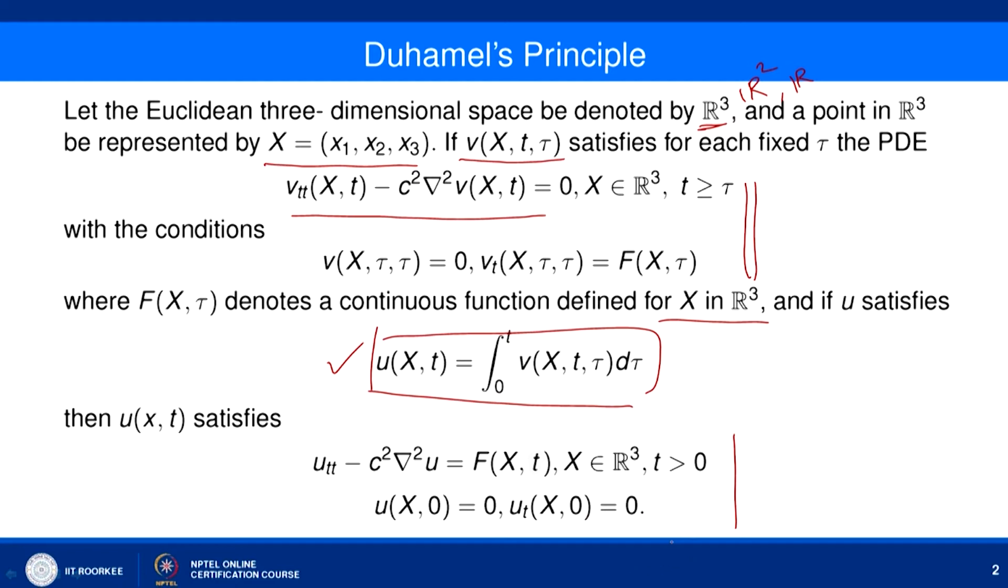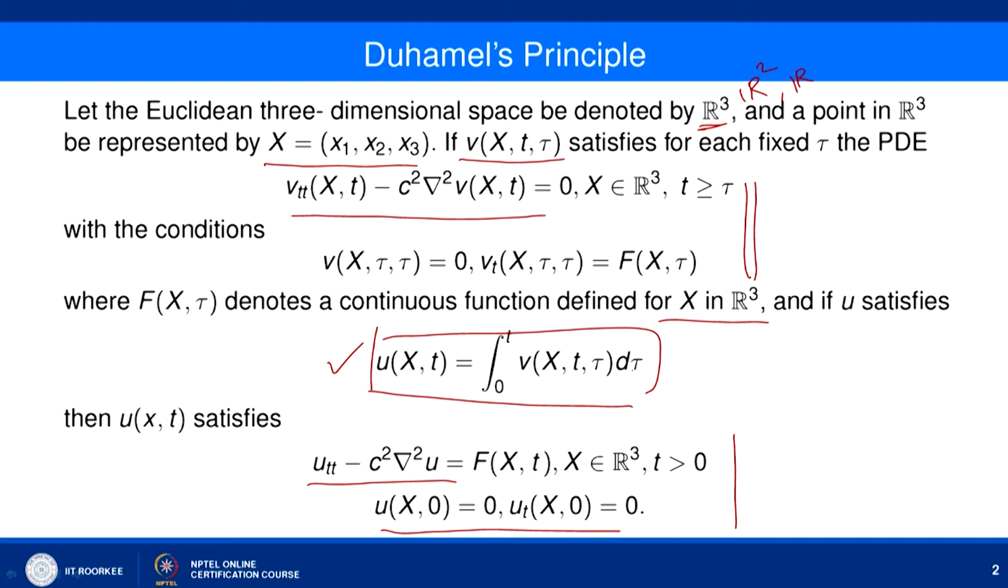So it means that if you look at this, this is a non-homogeneous equation, u_tt minus c square del square u equal to f of x, t. This is a non-homogeneous equation with homogeneous initial conditions. The solution of this we are finding by the solution of a homogeneous equation with non-homogeneous initial conditions. So the relation between these two problems is given by this relation, that u(x, t) can be given as the integral from 0 to t of v(x, t, tau) d tau.